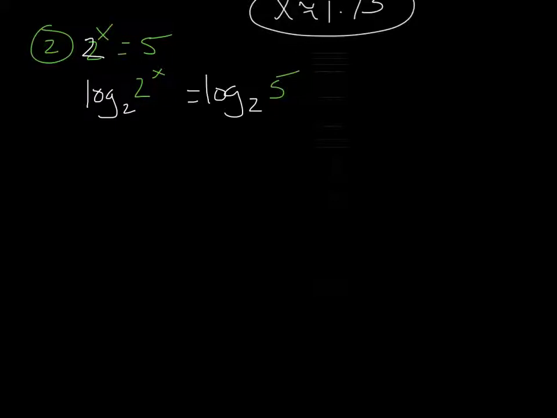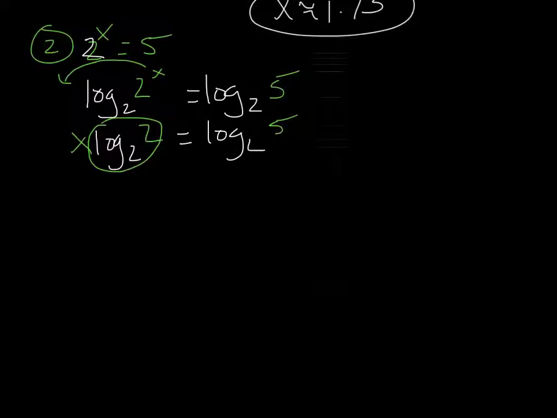Now I'm going to make the same move. I'm going to move the exponent out front. So I now have x log base 2 of 2 equals log base 2 of 5. Now, why does this save me work? Well, look right here. Log base 2 of 2. What I'm saying is 2 to what power gets me 2? And of course the answer is 1. We've talked about it before, but when you take the log of the base, the log of the base, it's just 1.